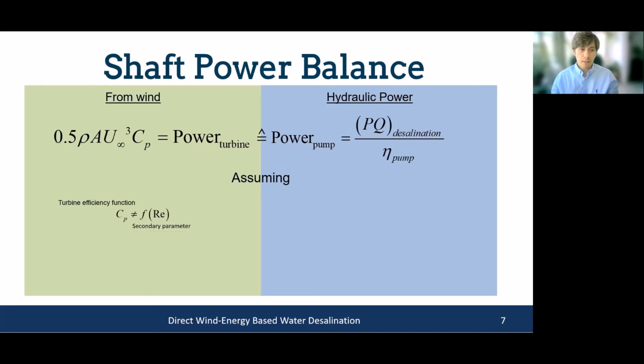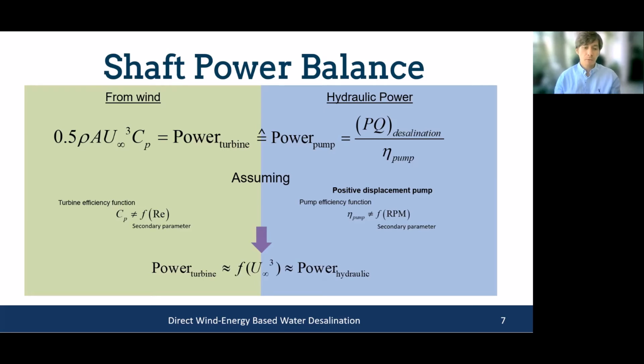If we assume that the turbine efficiency function is not a function of Reynolds number, because it's only a secondary parameter to the turbine efficiency function, and we're going to use a positive displacement pump, and we're going to assume that the pump efficiency is not a function of its RPM, because it's also a secondary parameter to the pump efficiency function, we're going to get that the relationship between the power of the turbine and the hydraulic power is linear, and it's a cubic function of the wind speed.